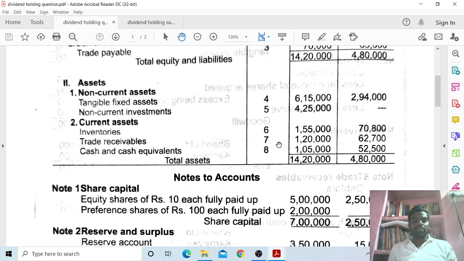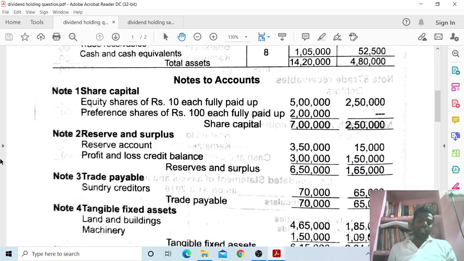Trade receivables, note number 7: Major company 1,20,000, Minor company 62,700. Cash and cash equivalents, note number 8: Major company 1,05,000, Minor company 52,500. Total assets: 14,20,000 for Major company and 4,80,000 for Minor company. Both sides, assets and liabilities, are the same. Next, explanations of notes to accounts.